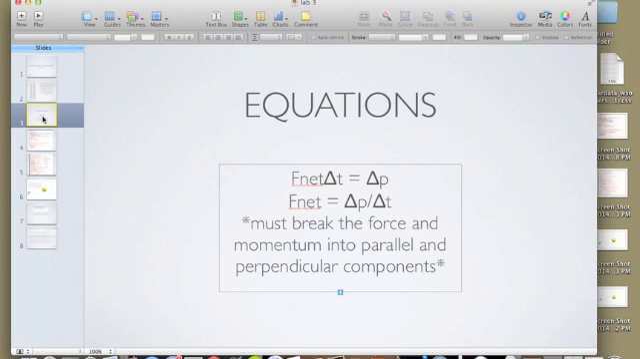And as we move on, the equations that we use were F net times delta t equals change of momentum, along with F net equals delta p over delta t, which, as you can see, are the same thing, just changed a little bit. And we must also know that we must break the force and momentum into parallel and perpendicular components to give us a more accurate display of the force acting upon it.